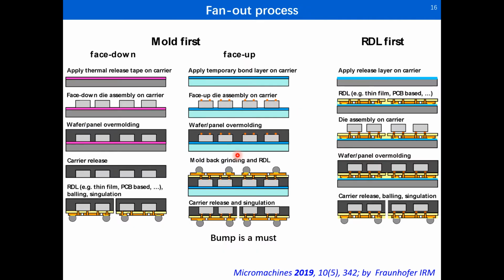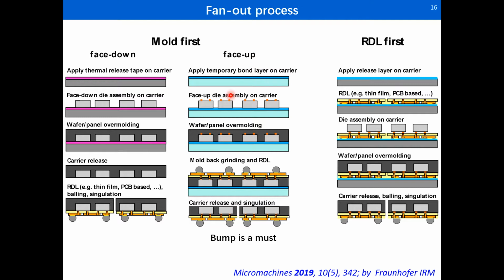This page shows schematically the process of fan-out. There are two different ways: molding first and RDL first. In the molding first mode, there are two different types. The first one is face down. The chips are inversely mounted on a carrier by some tape. Then molding compound is used to mold a new wafer, and then the carrier is released and then fabricate RDL layers. The second is face up.